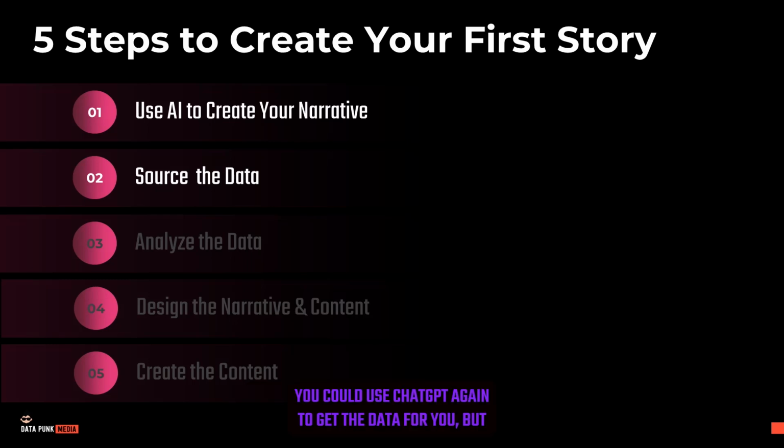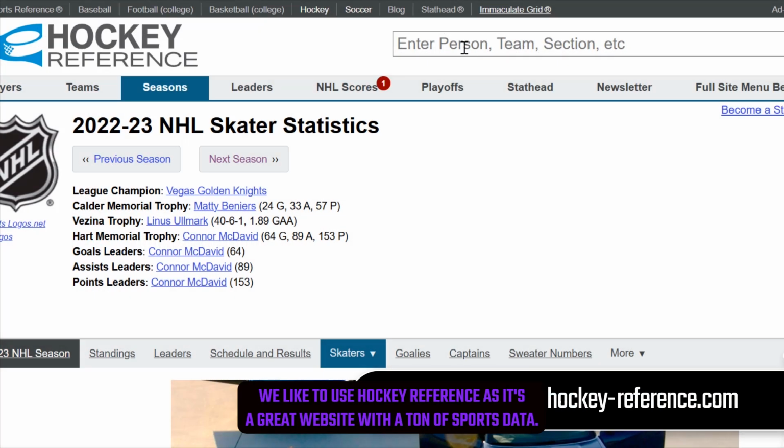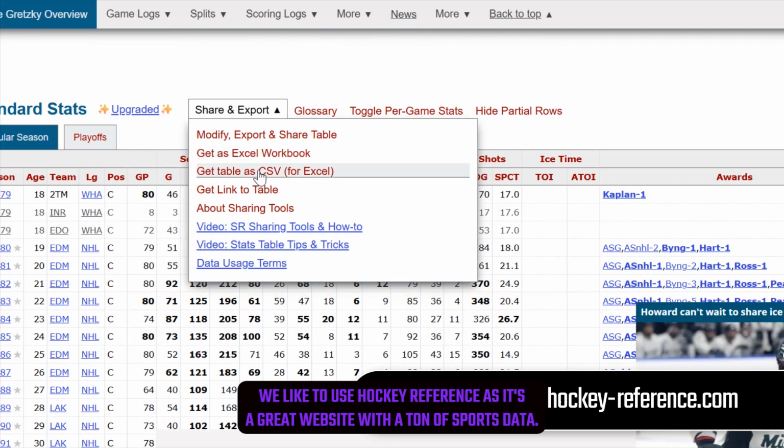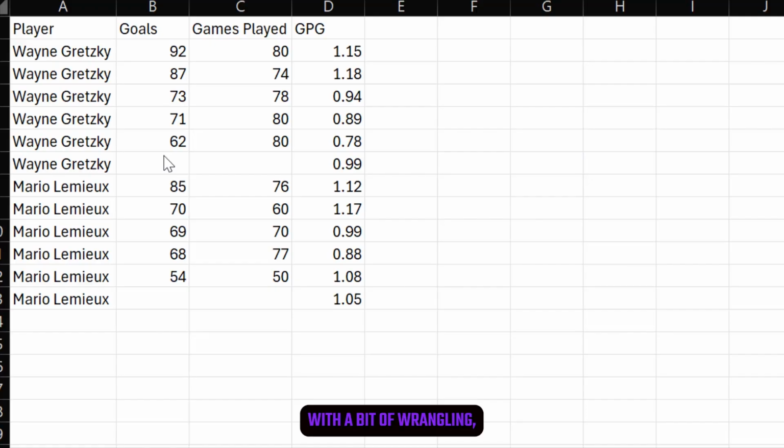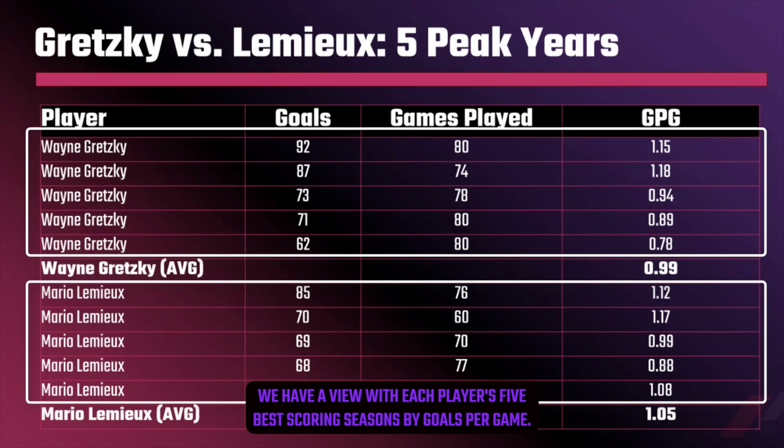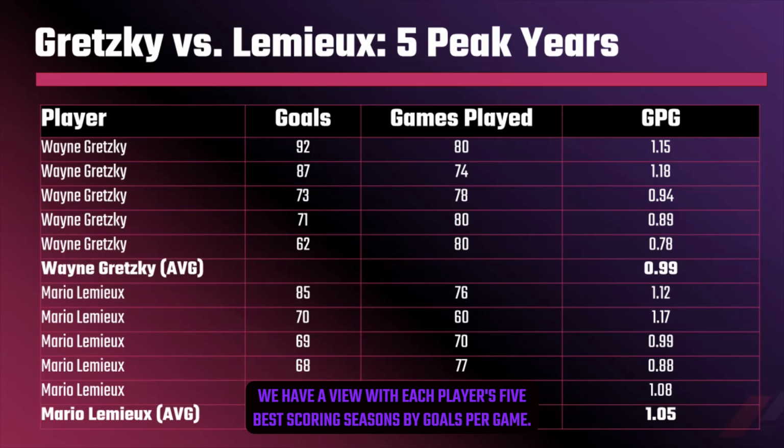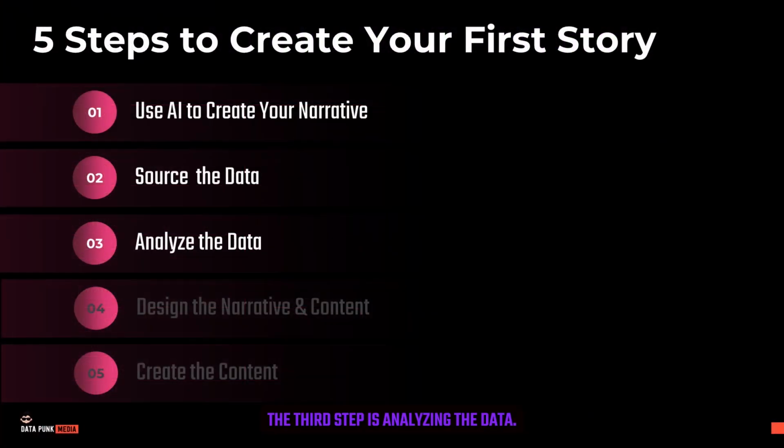You could use ChatGPT again to get the data for you, but we like to use Hockey Reference as it's a great website with a ton of sports data. With a bit of wrangling, we have a view with each player's 5 best scoring seasons by goals per game. The third step is analyzing the data.